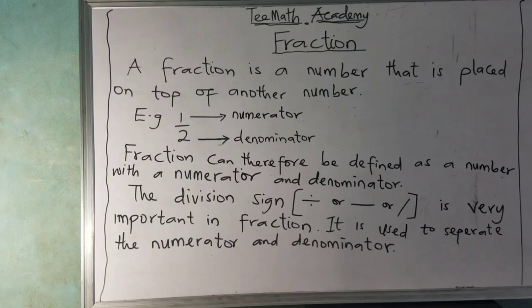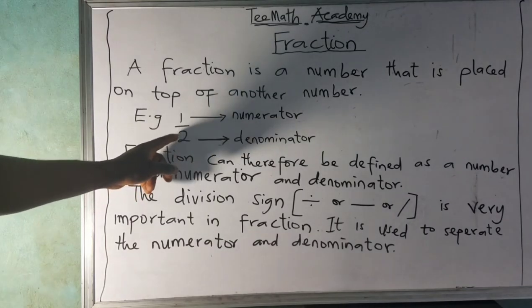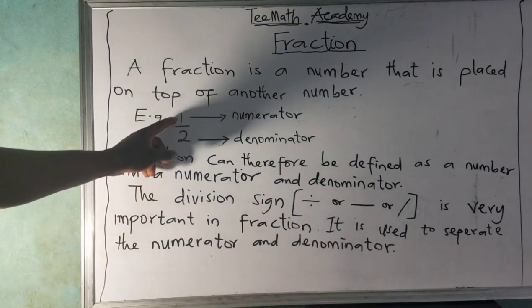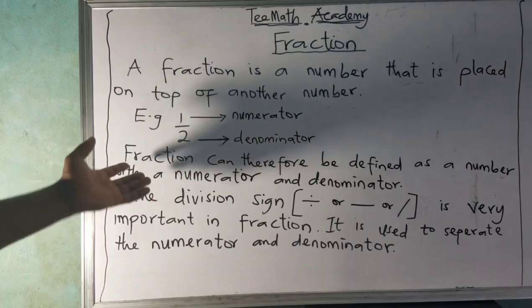A fraction is a number that is placed on top of another number. When you have a number placed on top of another, that is what we refer to as a fraction. For example, we have 1 over 2. This 1 here is placed on top of 2. Therefore, we can call it a fraction.